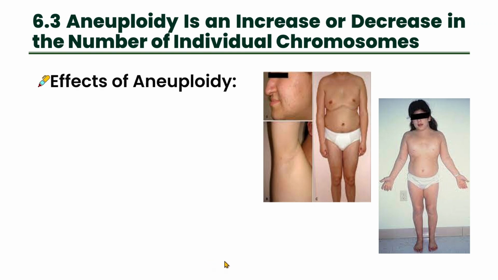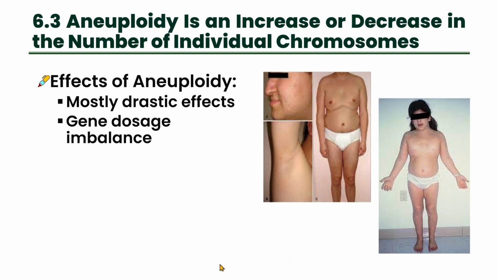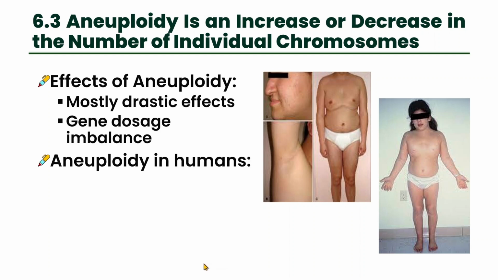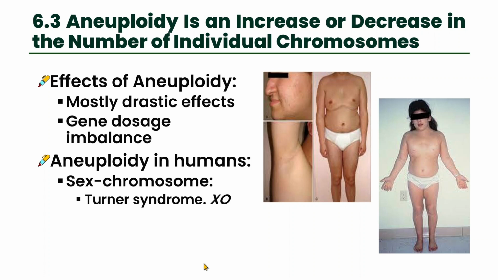There are many effects of aneuploidy. There are mostly drastic effects. There could be gene dosage imbalance. And if it happens in humans, it can involve sex chromosomes, for example, as in the case of Turner syndrome, where there is only one X chromosome in females, and Klinefelter syndrome when there is an extra X chromosome in males.